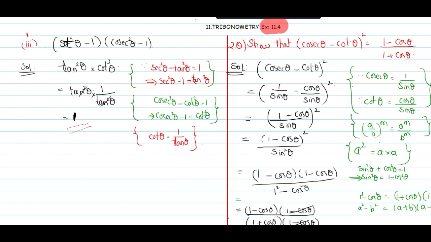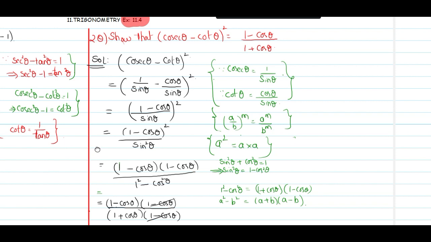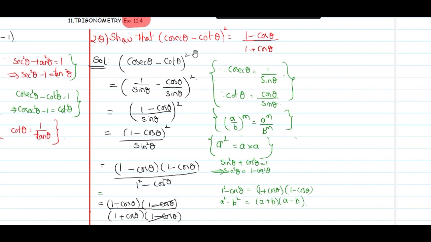Hence, the value of secant square theta minus 1 into cosecant square theta minus 1 is 1. Now, moving to the next question. We have to show that cosecant theta minus cot theta whole square is equal to 1 minus cos theta by 1 plus cos theta.